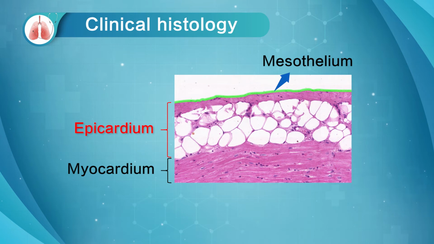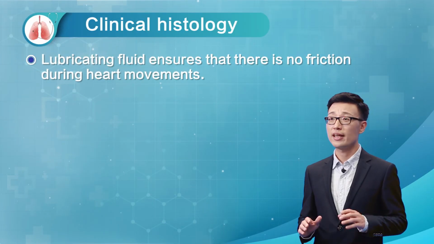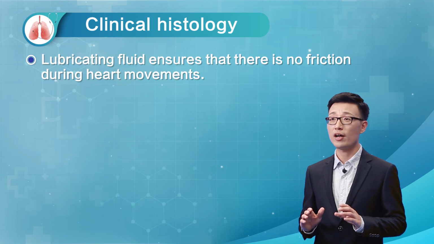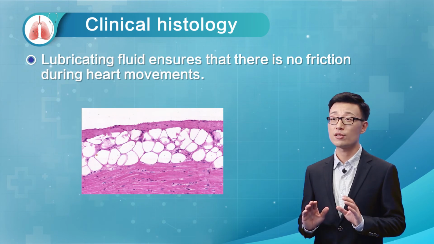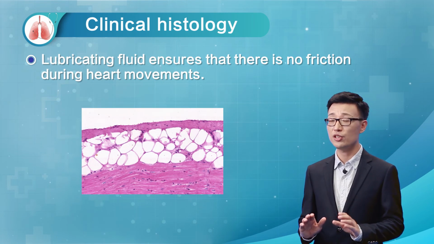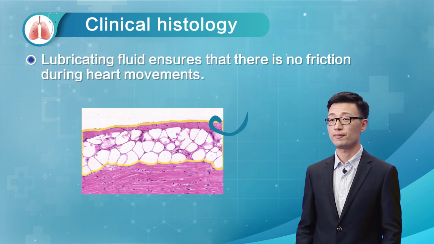The outer surface of epicardium is lined by a layer of simple squamous epithelium, known as the mesothelium. The mesothelial cells secrete a lubricating fluid into the pericardial cavity. As mentioned above, this fluid ensures that there is no friction during heart movement. Beneath the mesothelium is a supporting layer of loose connective tissue with blood vessels, nerves, and adipocytes.